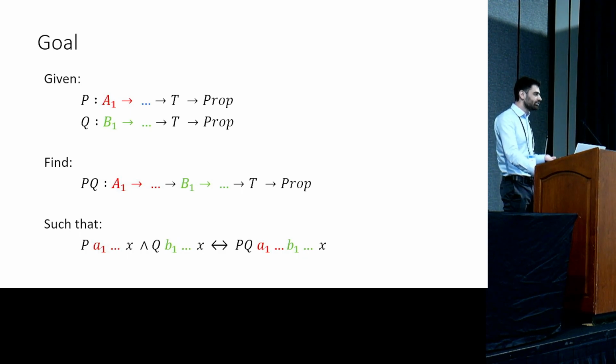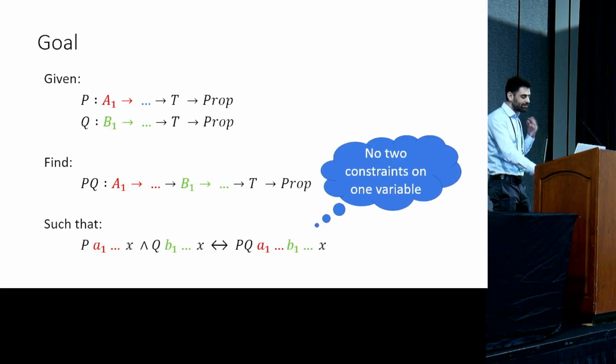Well, in a sense, there's a trivial solution here, which is just PQ equals P and Q. But that wouldn't actually help us for generation, because we would still just have to find values satisfying both P and Q. So really what we want is to find PQ such that, if possible, it should never have a single variable constrained by two different properties anywhere in the definition. So we'll see how that works later.